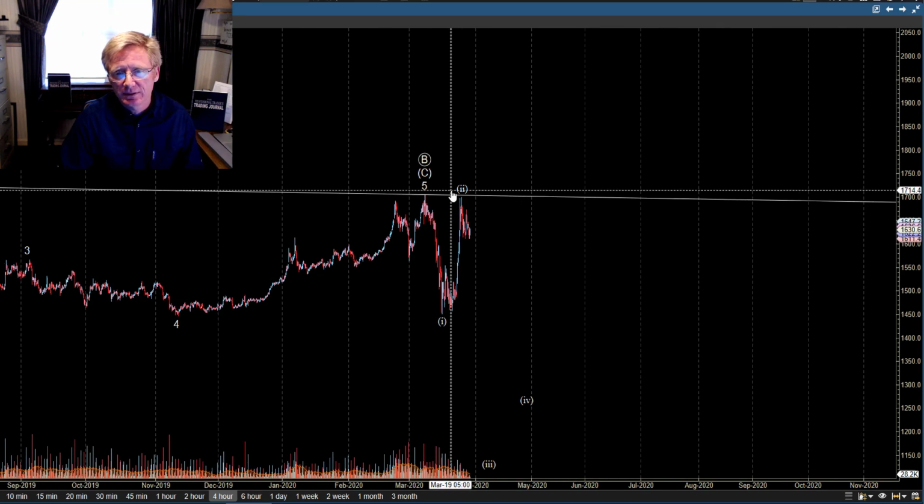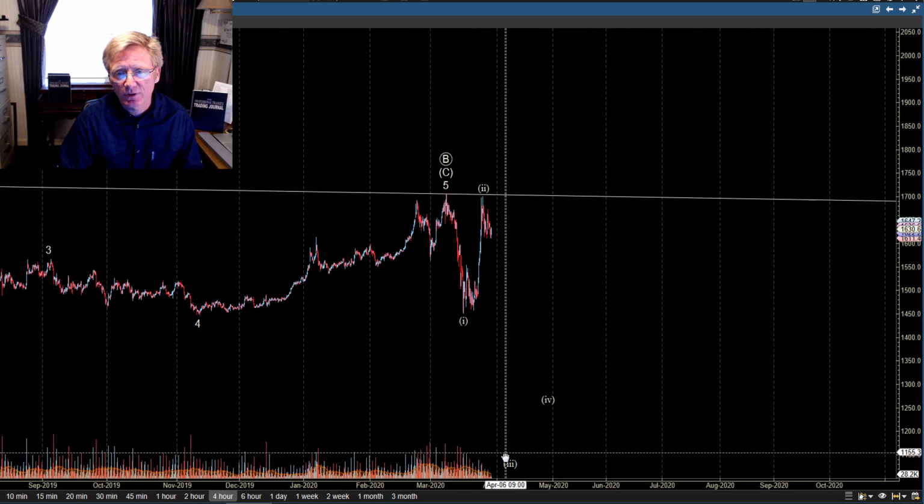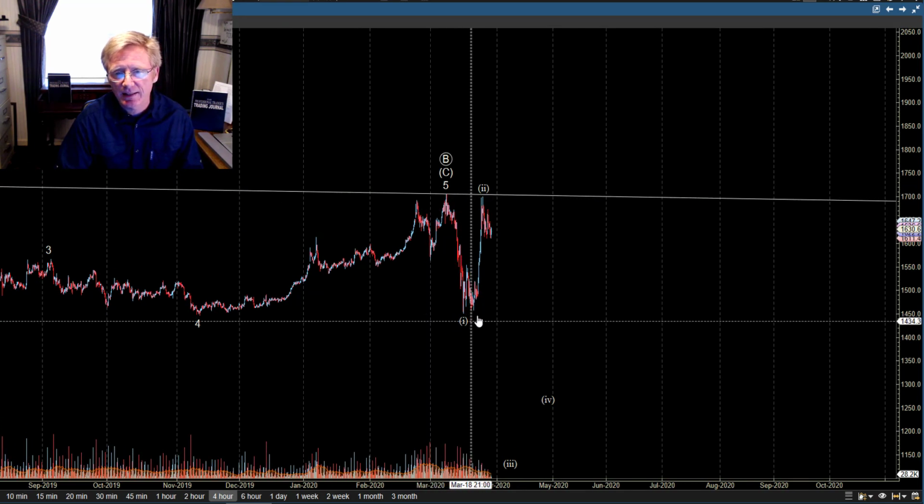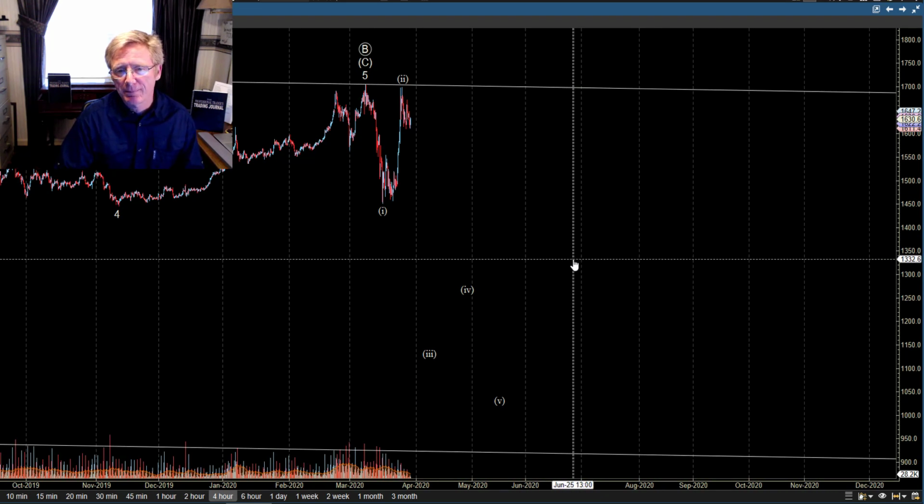So is this a valid 2? We'll just have to wait and see. If we break above here, this is invalid. If we start breaking down below 1, look out, mama. That's all I have to say.